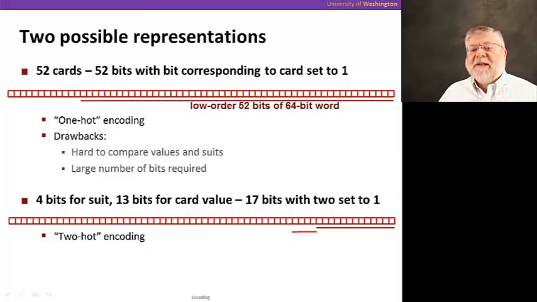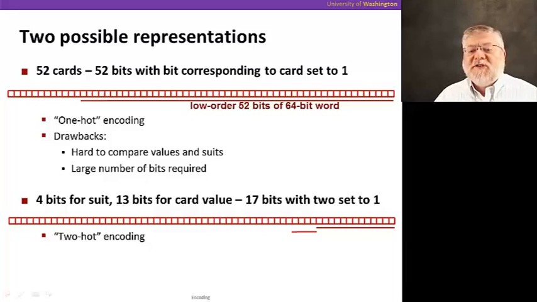What are some of the drawbacks of this? Well, it's going to be really hard to compare values in suits because we have individual bits throughout those 52 where we have to look at for the value and suit of the card. And we have a large number of bits to represent one card, an entire 64-bit word. This is called a one-hot encoding where only 1 bit is on.